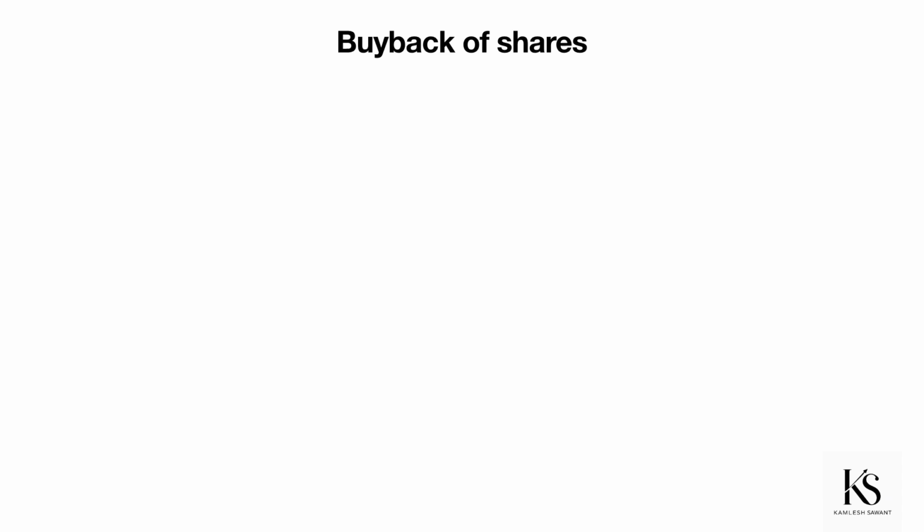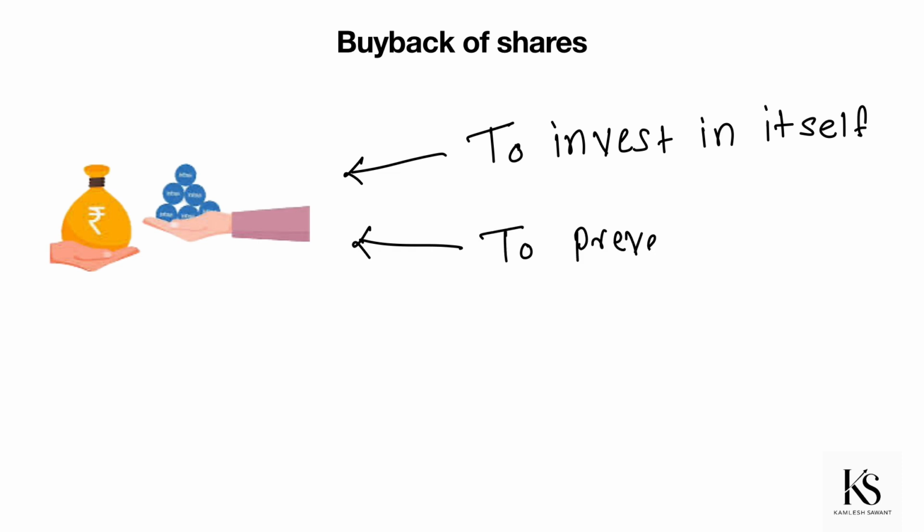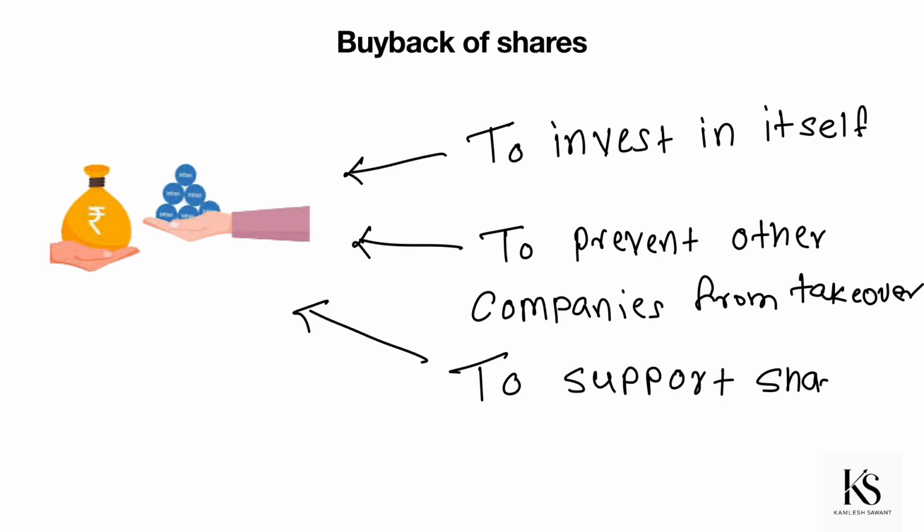Buyback of shares. A buyback can be seen as a method for a company to invest in itself by buying shares from other investors in the market. Buybacks reduce the number of shares outstanding in the market. However, buyback of shares is an important method of corporate restructuring. There could be many reasons why corporates choose to buy back shares: to improve the profitability on a per share basis, to consolidate their stake in the company, to prevent other companies from taking over, to show the confidence of the promoters about their company, to support the sharp price declining in the market.